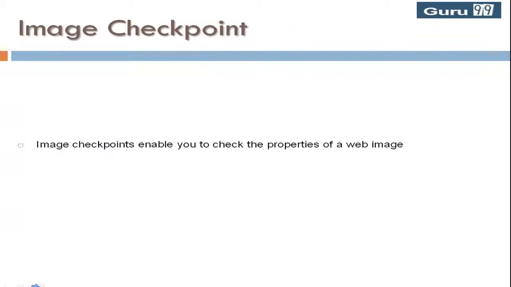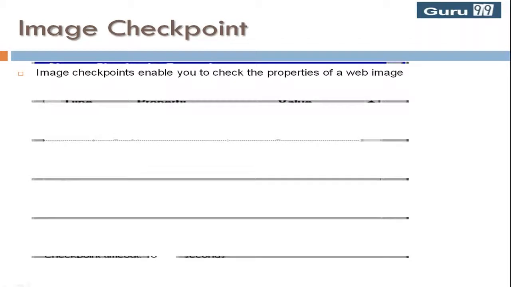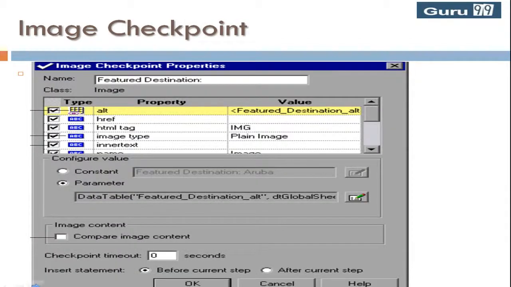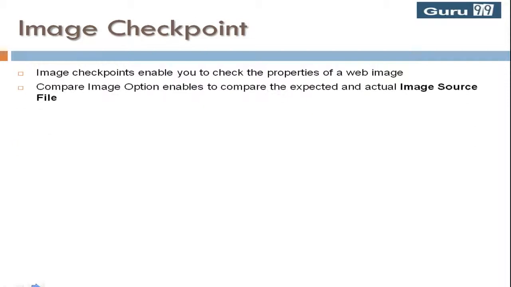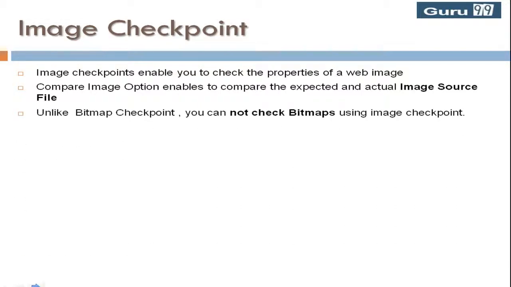Image checkpoints. Image checkpoints enable you to check properties of a web image. Image checkpoint is similar to a standard checkpoint, except the compare image option. Compare image option enables you to compare the expected and actual image source file. Unlike bitmap checkpoints, you cannot check bitmaps using image checkpoints.